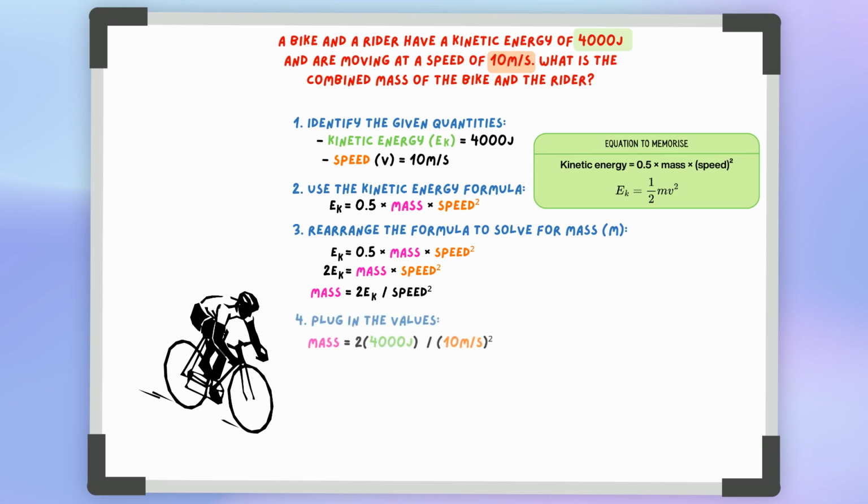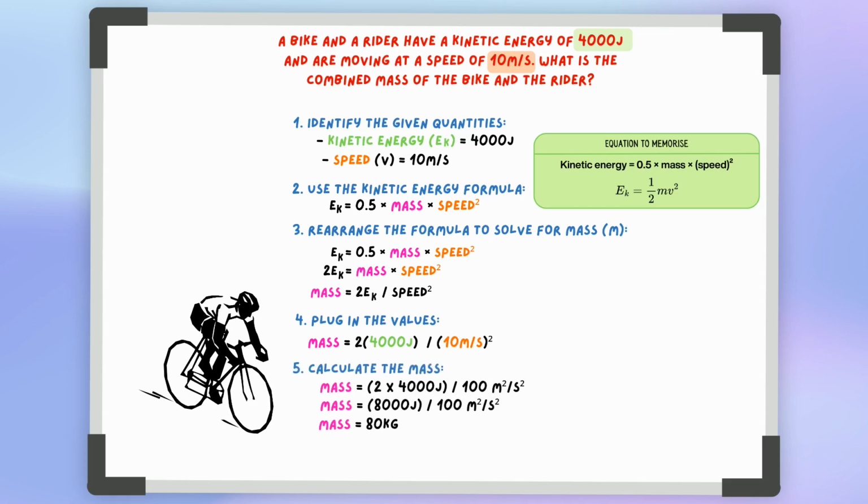Now we can plug in the values from the question to get mass equals 2 times 4,000 joules divided by 10 meters per second squared. We can now calculate the mass, getting an answer of 80 kilograms. So the combined mass of the bike and rider is 80 kilograms.